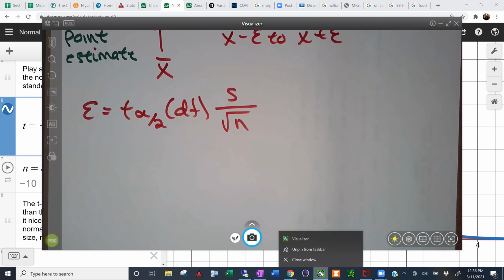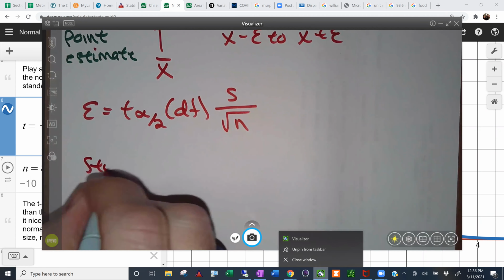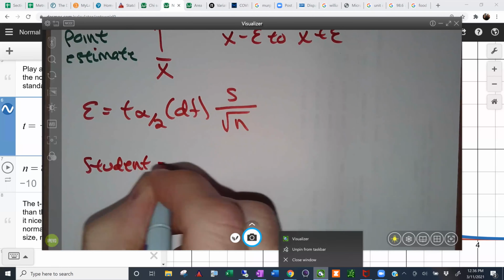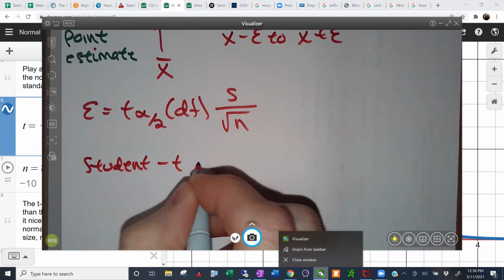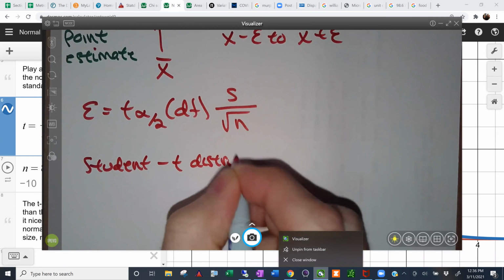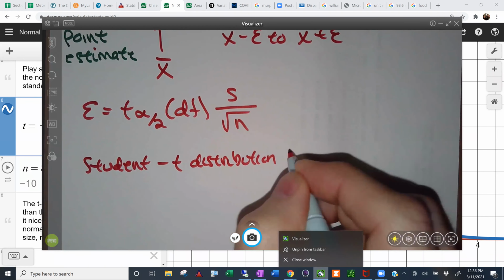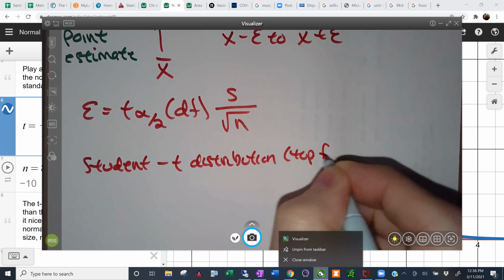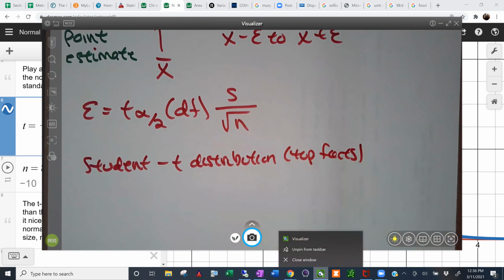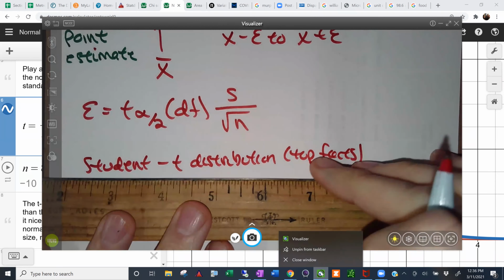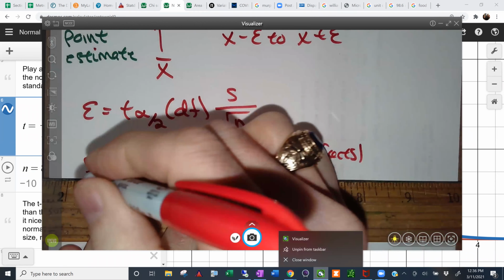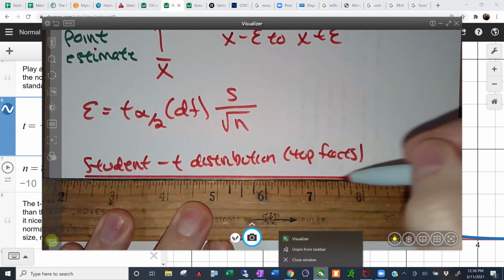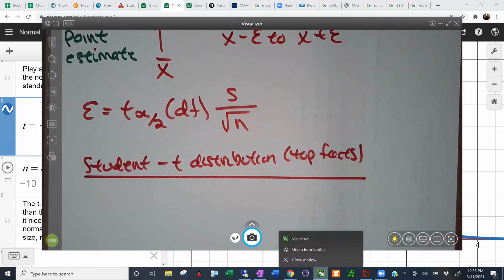Student t distribution, top facts. Some of the things we can look at the t distribution and figure out for ourselves, and some I'm going to help you out with. But let's start by looking at the shape of this.